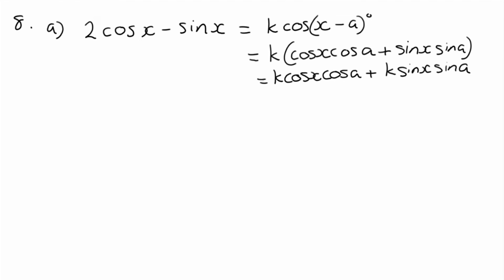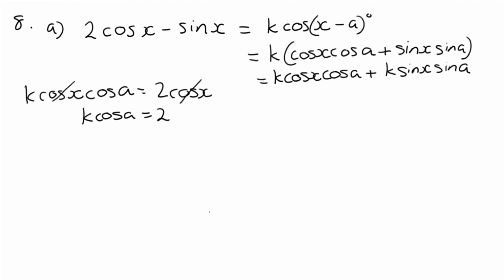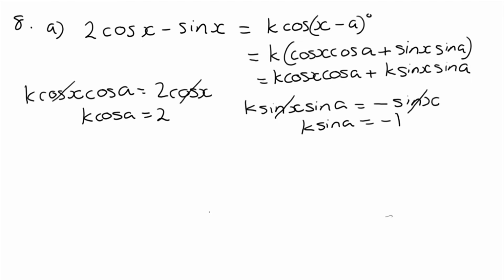Now we're just going to equate coefficients, so we're going to write that k cos x cos a equals 2 cos x. The cos x is cancelled, and you've got k cos a equals 2. Now we'll do that k sin x sin a equals minus sin x. Don't forget that negative. And that negative means -1. Okay, to find k, we just square and square root the values. So 2 squared plus -1 squared is √5.